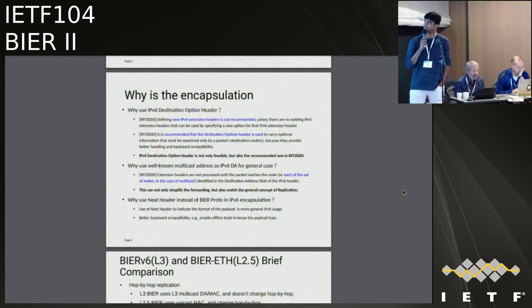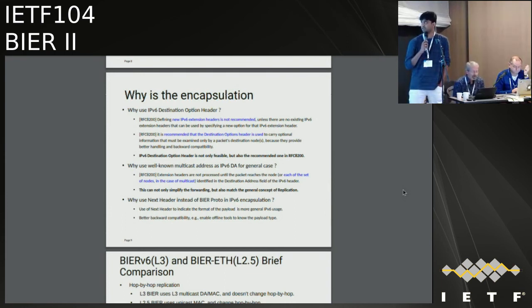So, why do we think this encapsulation may work? Some of the points that we'll discuss further. Why use the IPv6 destination options header? Like I mentioned before, RFC 8200 says that it doesn't really recommend adding new extension headers unless we don't find any suitable one to carry what we need. And we think that the destination options header fits the bill because it's suitable wherein we have to bypass transit nodes that don't support it, for better handling and backward compatibility.